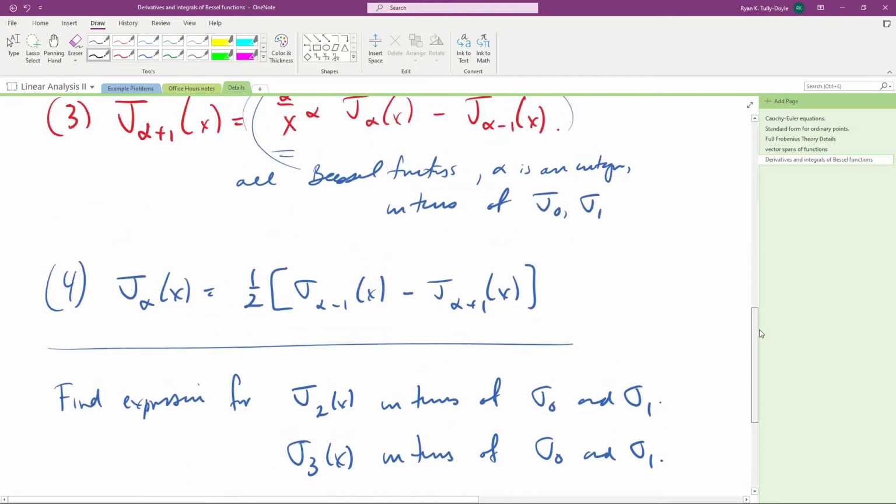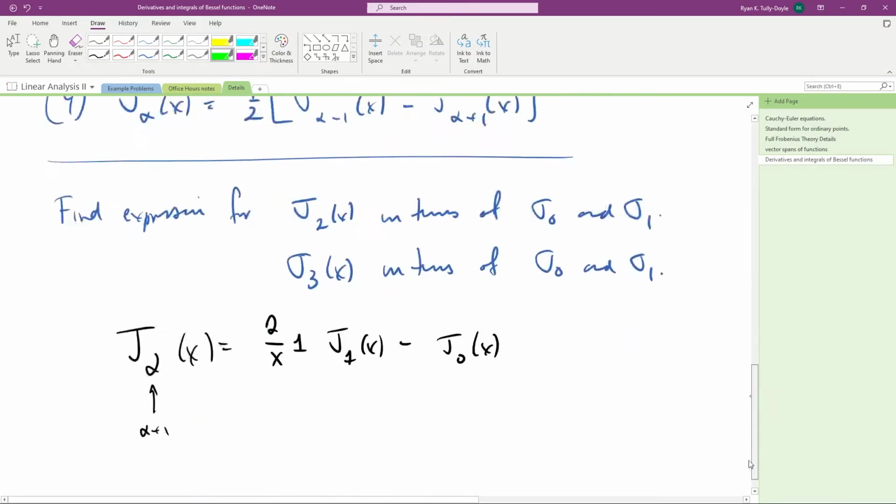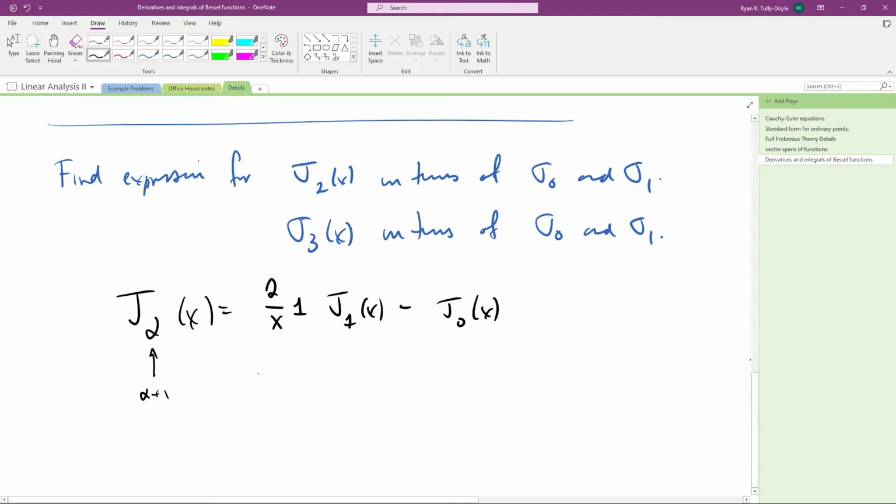If we go up here to the formula, we can see the relationship is, this is an alpha plus 1, that's the 2 for this problem. These are alphas, which are 1, and this is an alpha minus 1, which is 0. Pretty straightforward application. So this is just 2 over x, J1 minus J0.